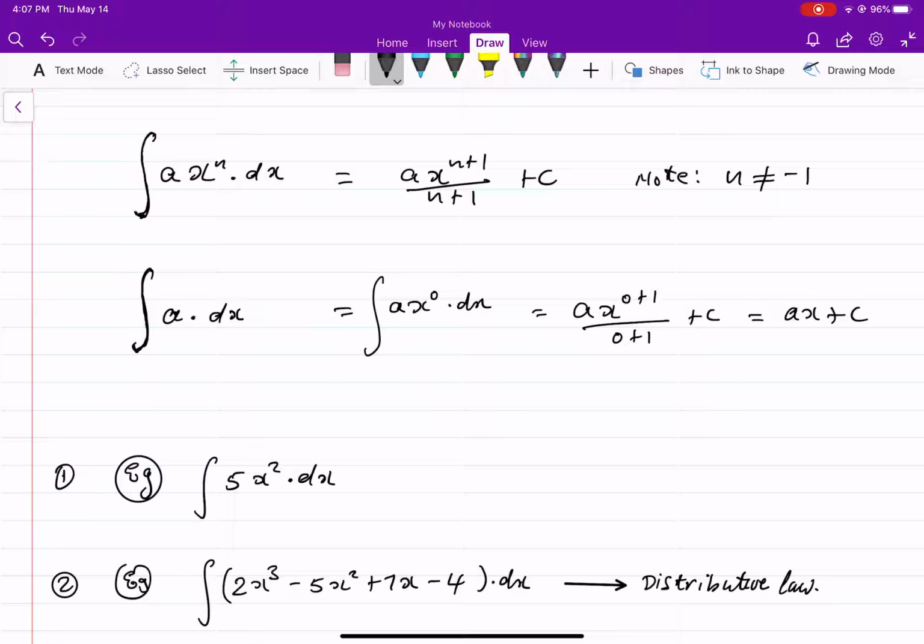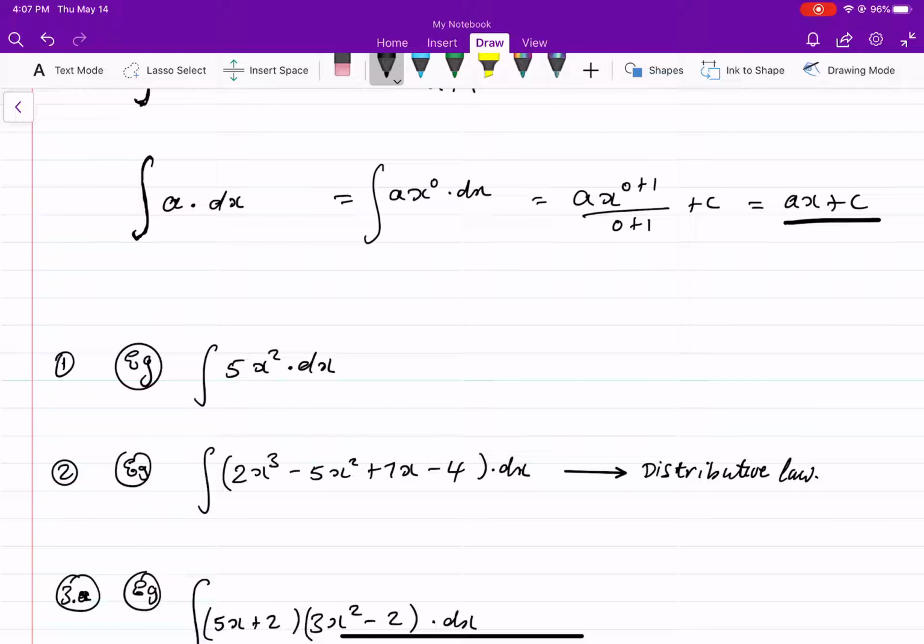Think about it logically. By now you should be good at differentiating. If you differentiate this result, the ax plus c, you differentiate the ax, you get a. Differentiate the constant, you get 0. So you get back the a. Okay, simple enough. Let's try another one.